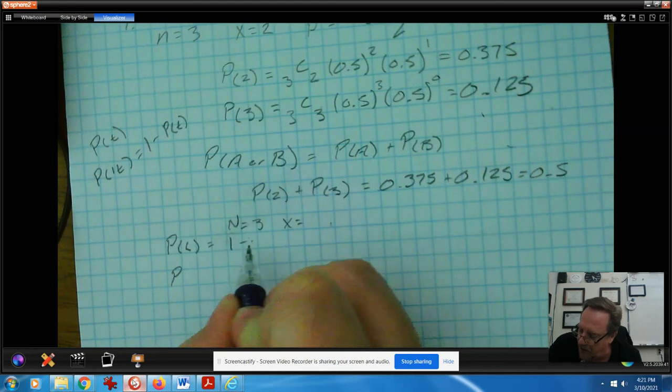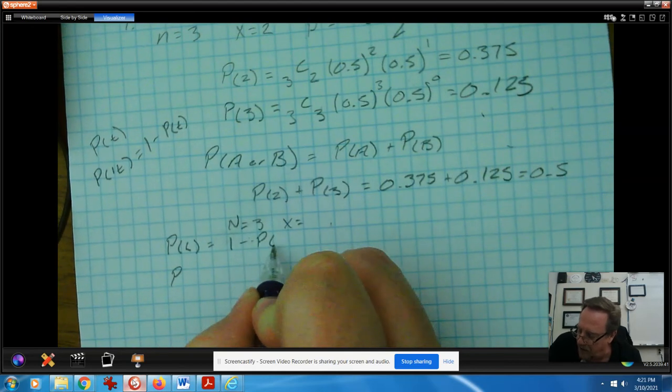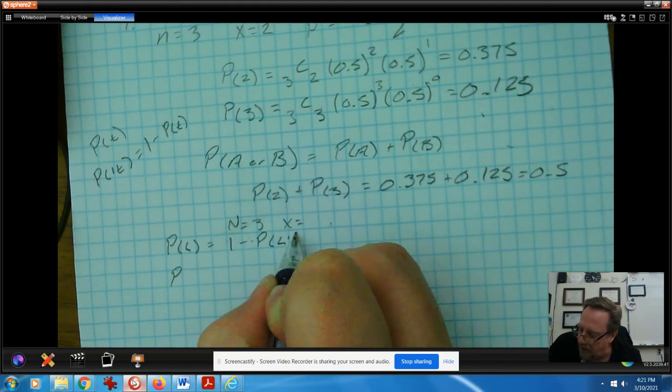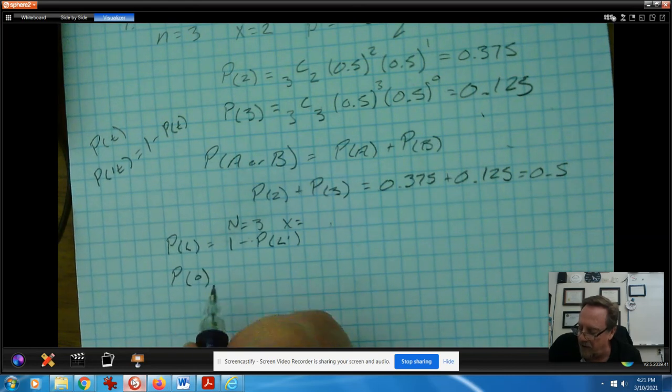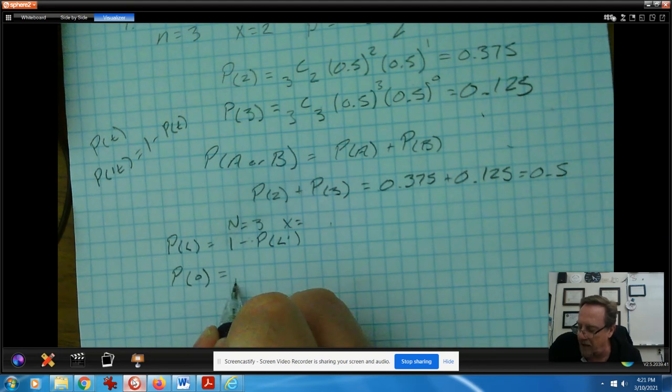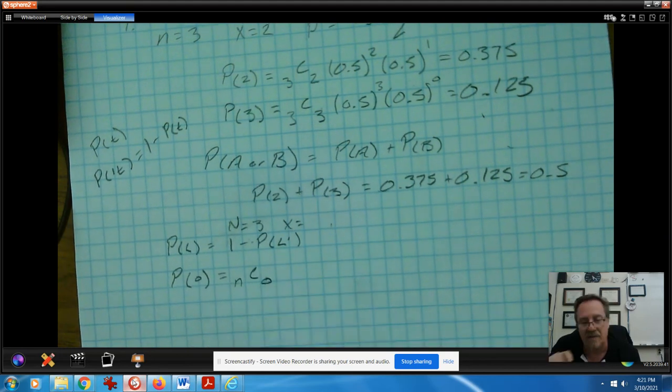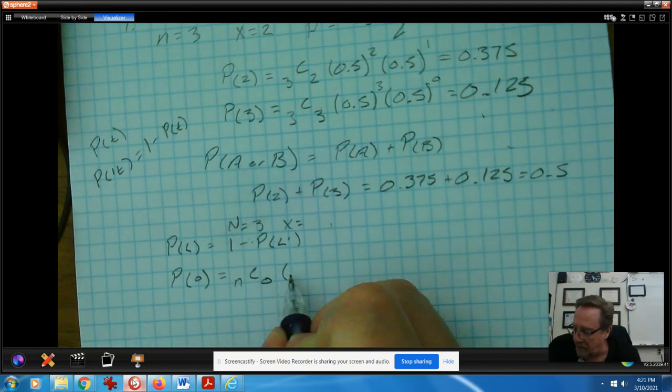Probability that left-handed is going to be 1 minus the probability that they're not left-handed. I'm going to call it L prime. So the probability that nobody's left-handed is going to be equal to n choose 0, because I'm going to choose nobody being left-handed. That's going to be 0.1.